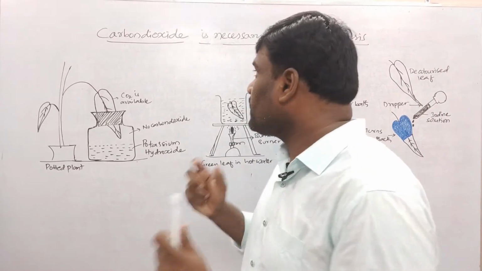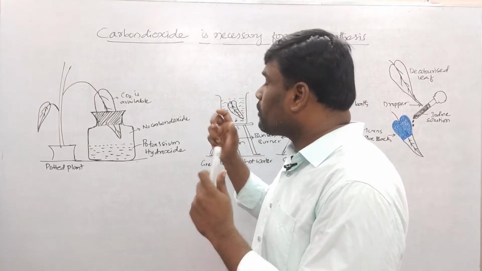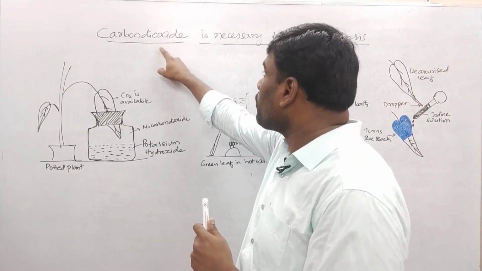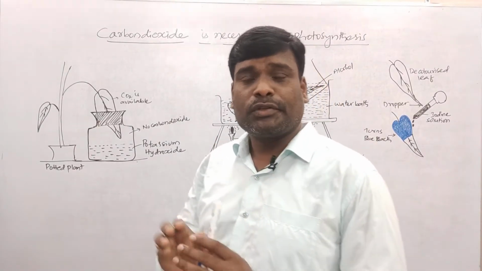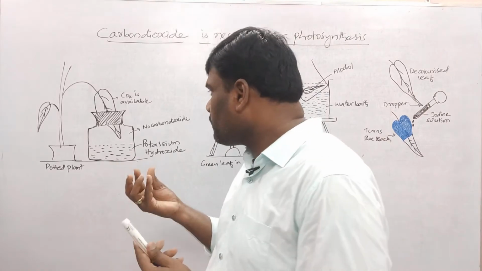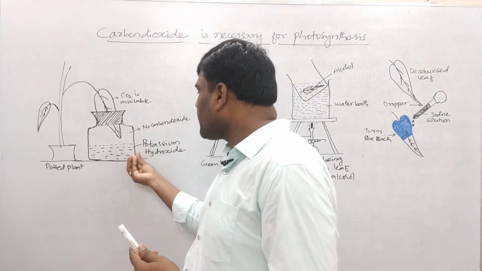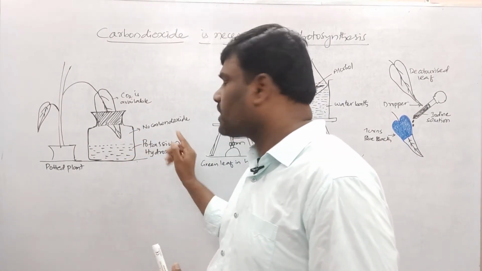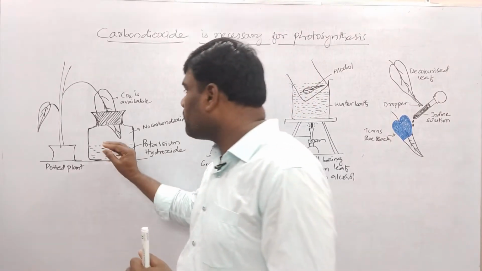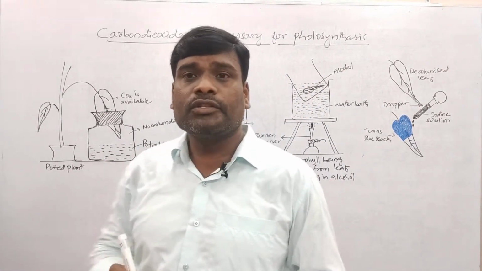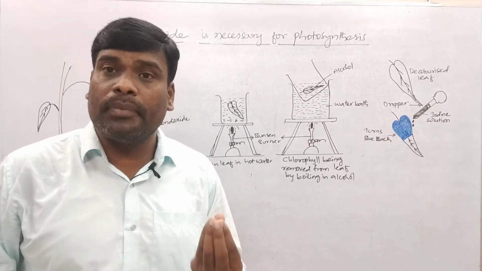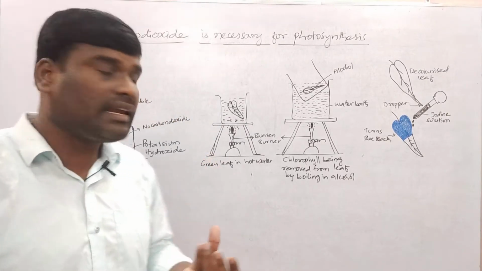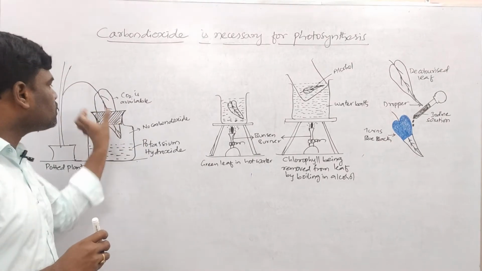What is our experiment? Our experiment is whether carbon dioxide is necessary for the process of photosynthesis or not. For that reason, we are taking the potassium hydroxide solution in the bottle. After taking this solution in the bottle, children, you need a rubber cork which exactly fits the mouth of this bottle.